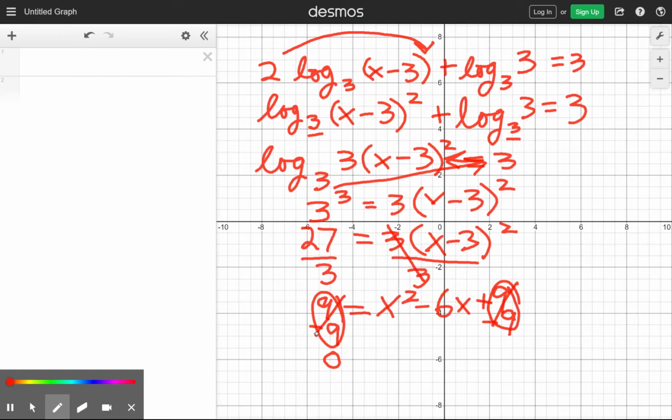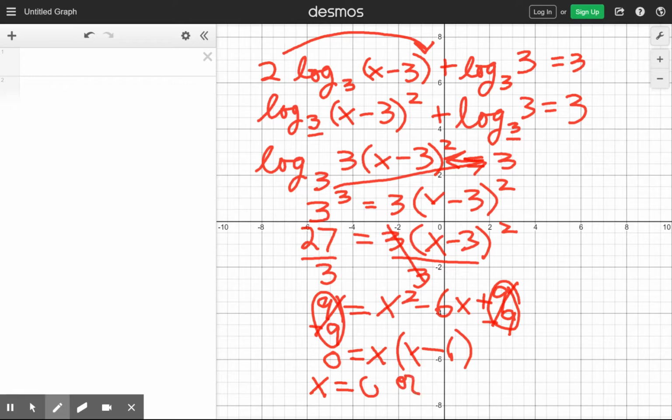So now on the right-hand side, we're left with x squared minus 6x, which actually factors. We can pull out the greatest common factor of x times x minus 6. And now we can set each of those factors equal to 0. So x equals 0, or setting x minus 6 equal to 0, we have x equals 6.